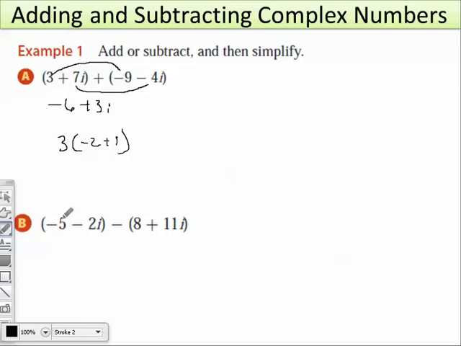So let's look at subtracting. If I've got negative 5 minus 8, that's a negative 13. If I've got negative 2i minus 11i, that's a negative 13i. And this one, I guess if you simplified it, you get negative 13 times 1 plus i. And that would be the way you add and subtract complex numbers.